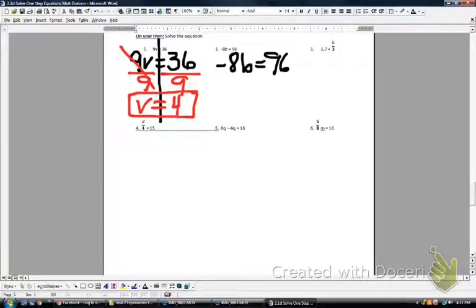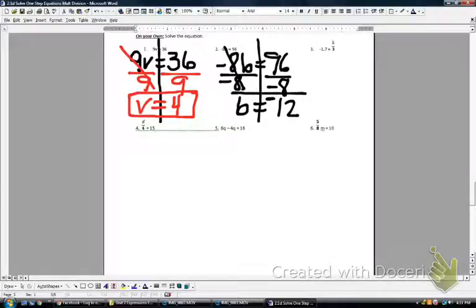On my next one, I have negative 8b equals 96. I'm going to separate my brothers and my sisters. I'm going to divide by the number that's attached to the variable. So I'm going to divide both sides by negative 8. This goes to 1b, or just b. 96 divided by 8 is 12. Positive divided by a negative is a negative. So my answer for this one is b equals negative 12.